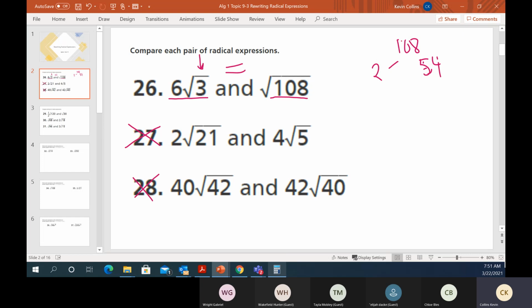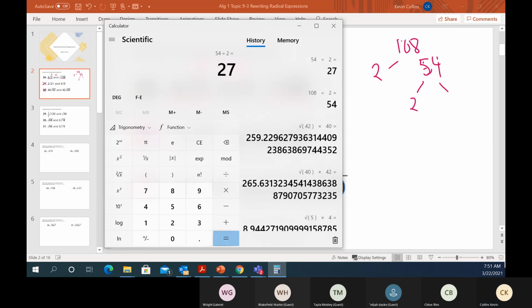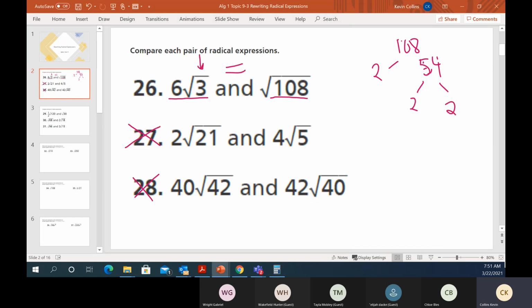All right. 54, also an even number. That means I could divide by 2 again, right? So if I divide him by 2, let's do it again. So we say 54 divided by 2 is 27. Okay. Now, 27 is not an even number anymore, is it?